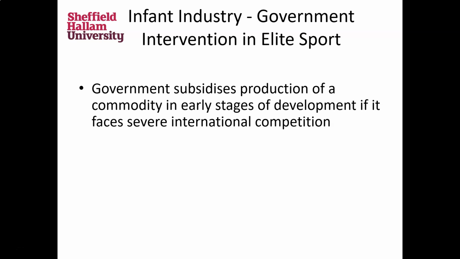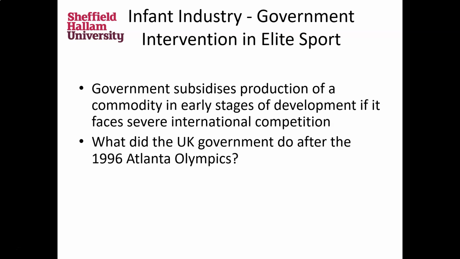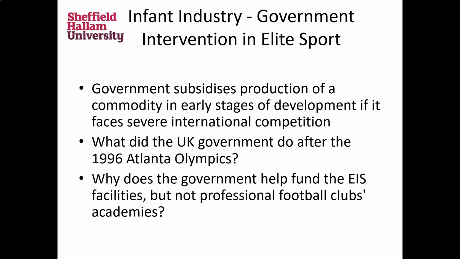So government quite often subsidise production of a good in the early stages of development if it faces severe national or international competition. Now, if we think about the 1996 Olympics for Great Britain, that was one of Great Britain's worst performing Olympic Games. And what happened after that is that the government investigated through the lottery. The national lottery was launched around this time. The government investigated what other countries are doing. They looked at the Australian Institute of Sport model and borrowed that, and so began to invest in elite sport because Britain was seen to be struggling in the face of strong international competition.